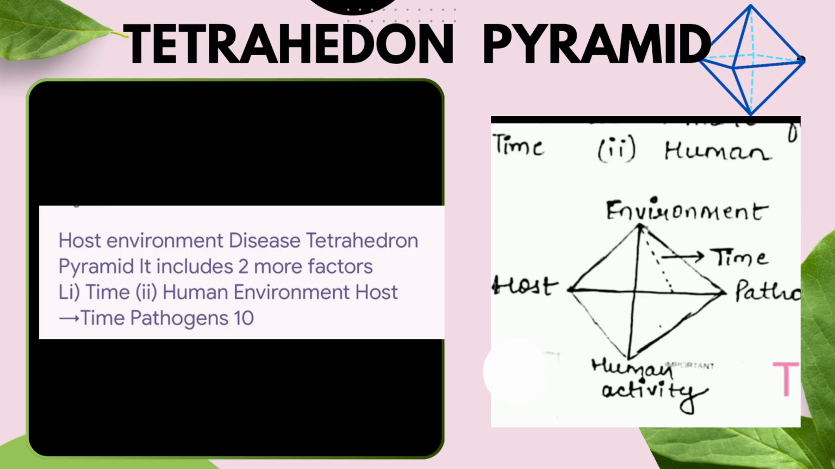environmental conditions playing an important role. After some period of time, scientists came to know that two other components also play an important role in causing a disease. The other two components included here are, first, time, and second, human activity. As you can see in the tetrahedron pyramid, time and human activity have been involved. So the triangle became a tetrahedron pyramid.